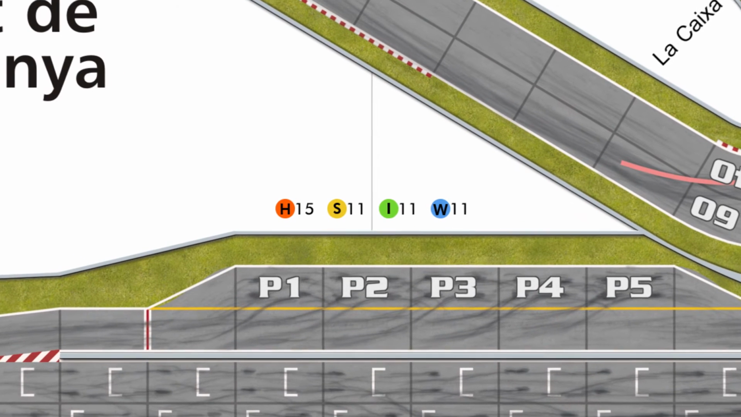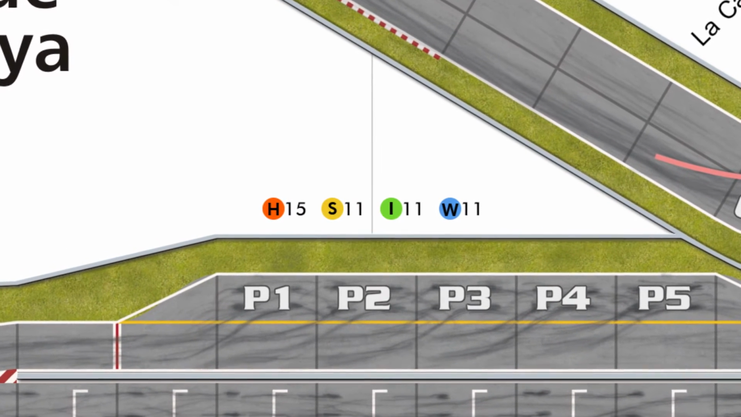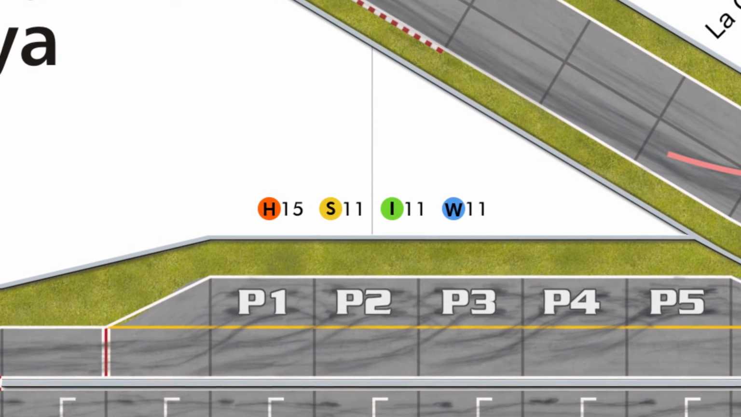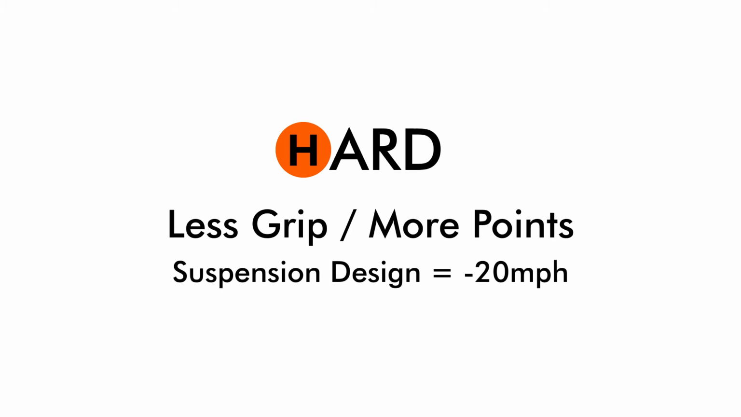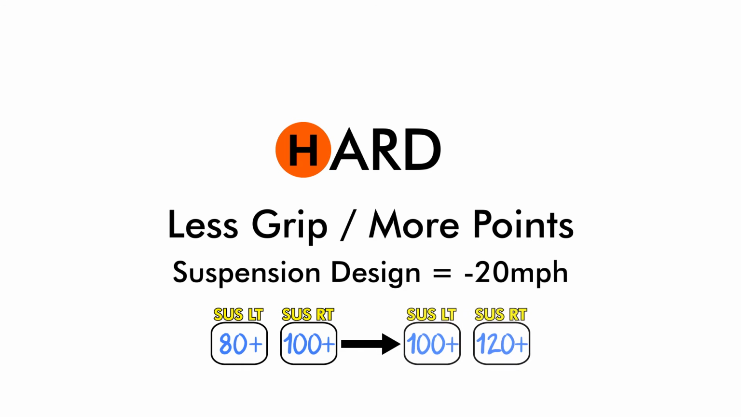Tire formulation is track-specific. Point values for each type are listed on the track map. Hard tires are a stiff compound, so they don't wear out as fast, but as a result provide less grip. Hard tires start with the most wear points but reduce suspension effectiveness by 20 miles per hour. So an 80 plus mile per hour suspension setup would become 100 plus miles per hour as long as the car is shod with hard tires.